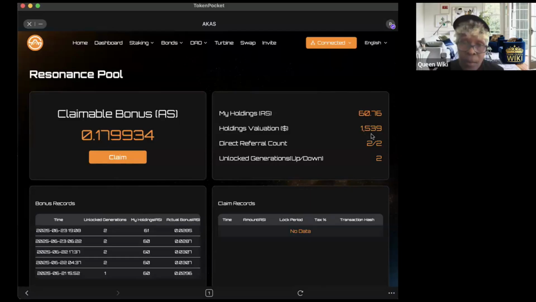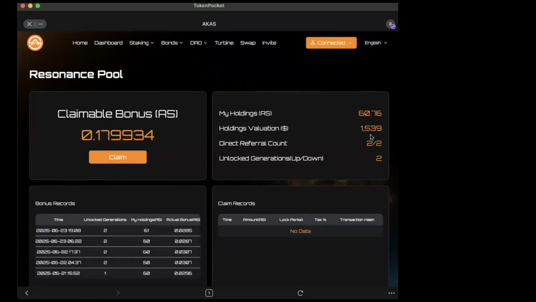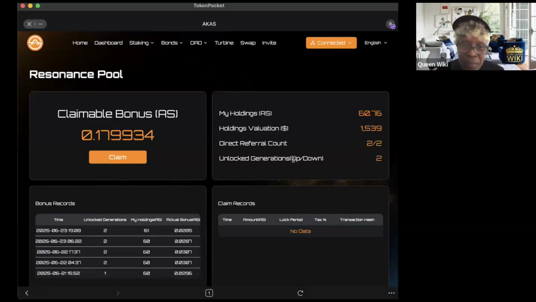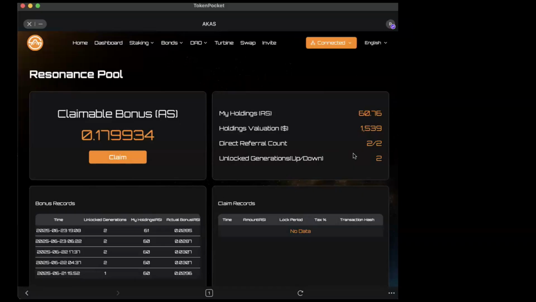The minimum staking is $100. This is my direct referral account. I have two directs because I don't do marketing, so I can only sponsor myself. The generation unlocks down two generations.